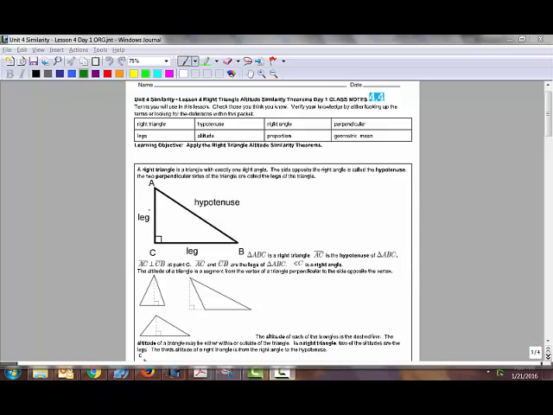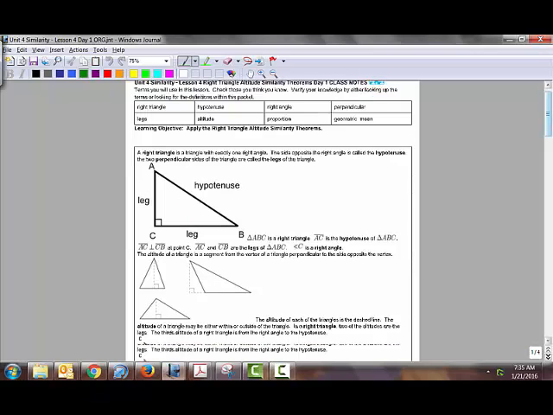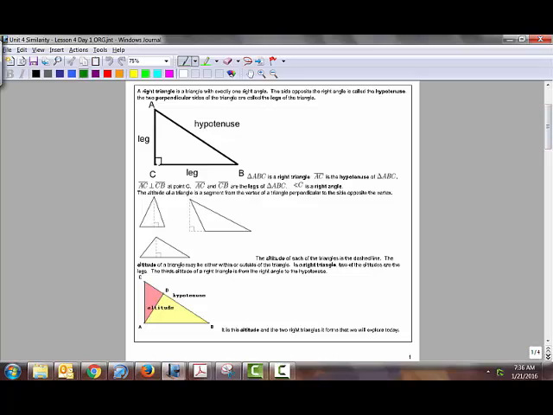A right triangle has a right angle, exactly one right angle. The side across from that right angle is the hypotenuse. The other two sides are the legs. The legs are perpendicular, creating the right angle.